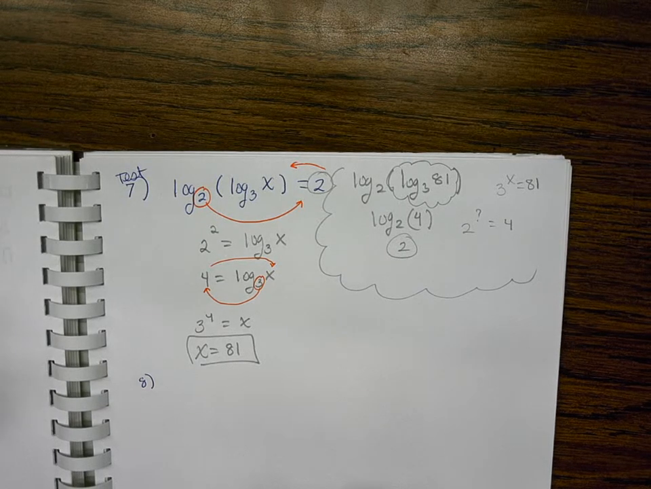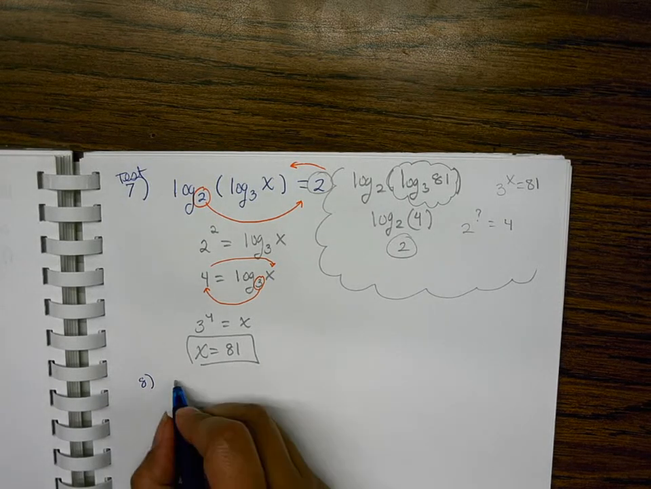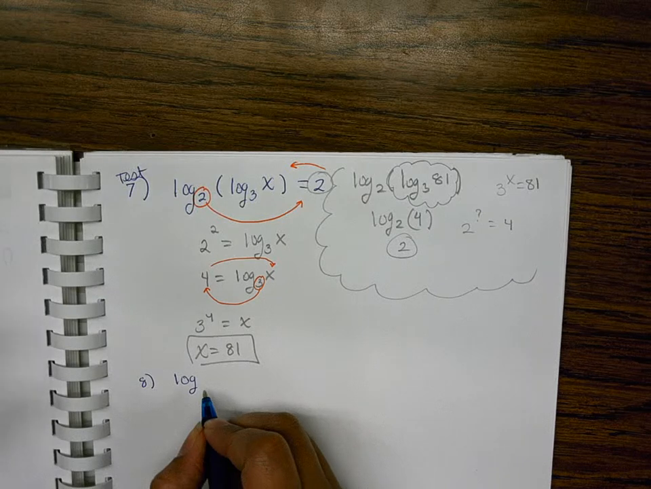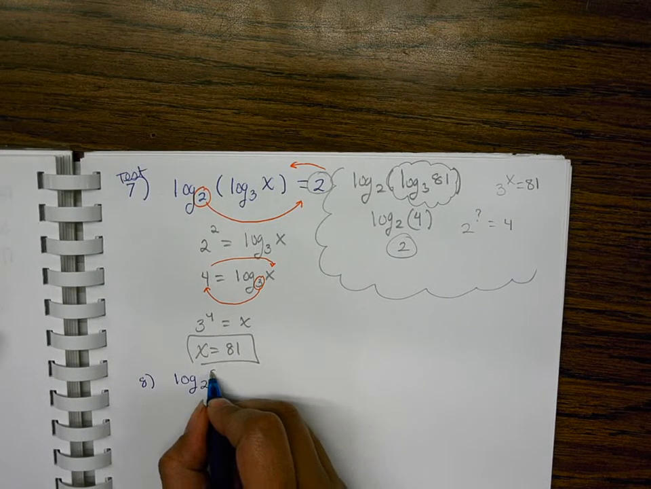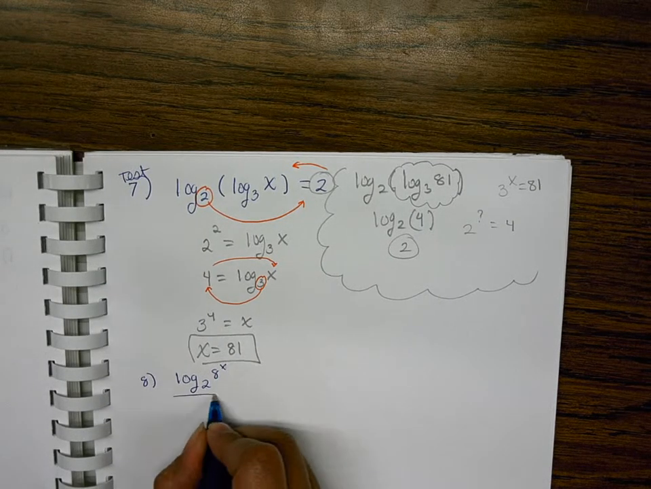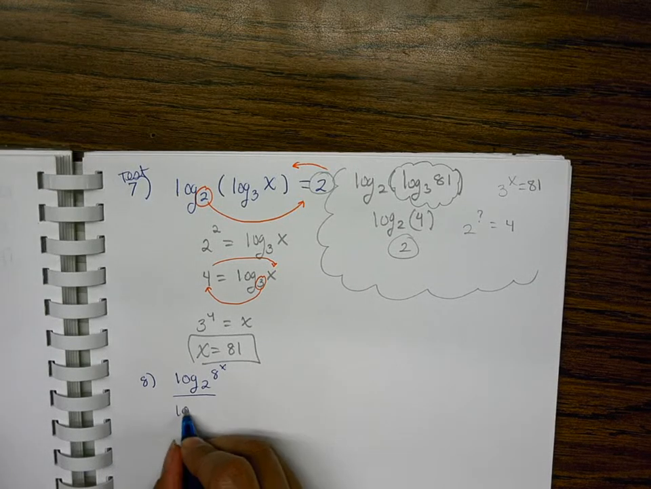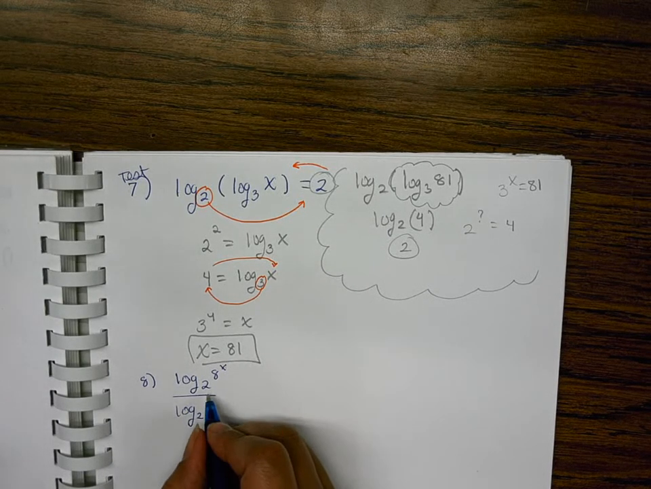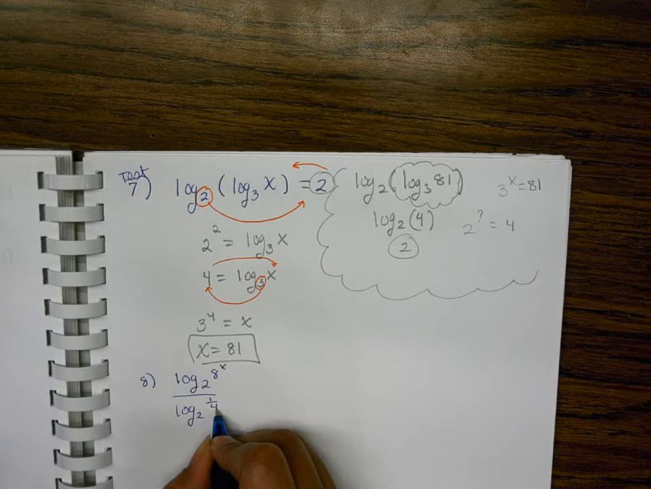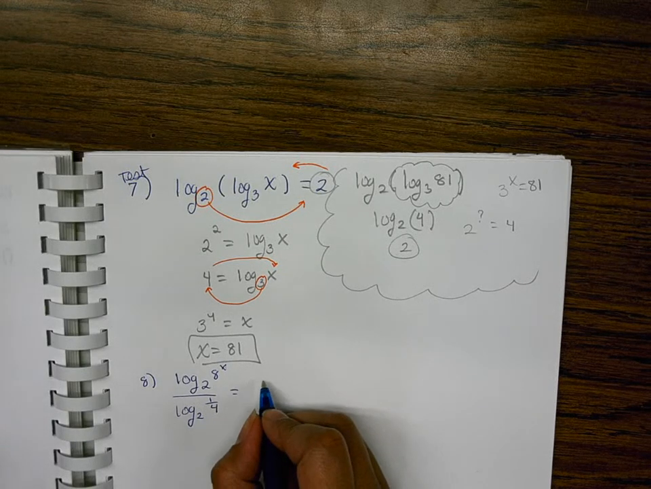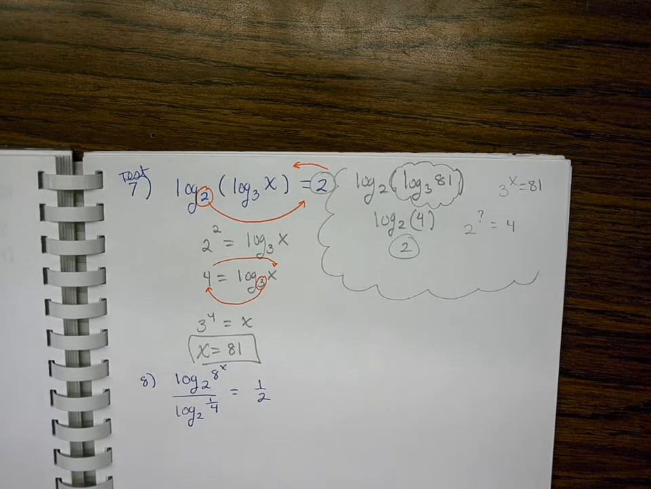Okay, these last 2 are problems that are right off of your homework, and I'm picking to do them because they're on the test as well, and kids tend to struggle. So let's write it down. Log base 2 of 8 to the x over log base 2 of 1/4 equals 1/2.